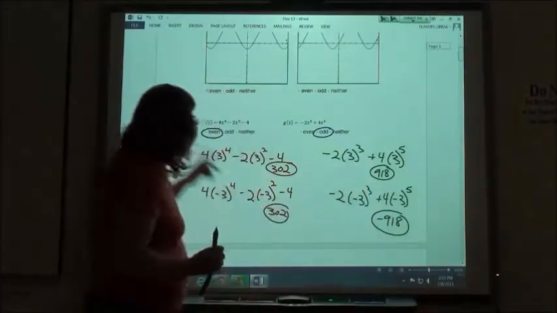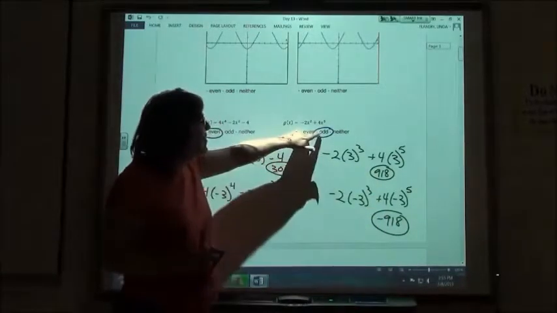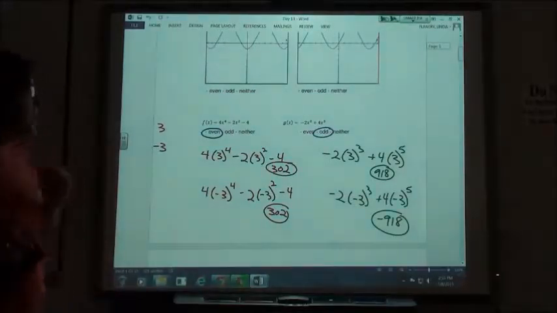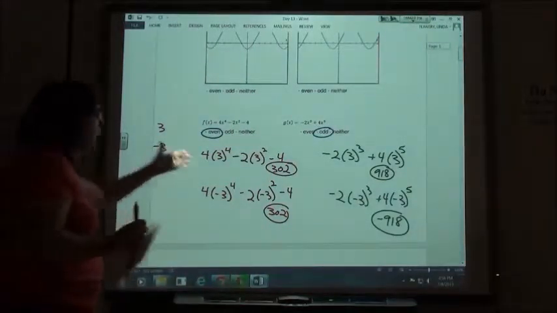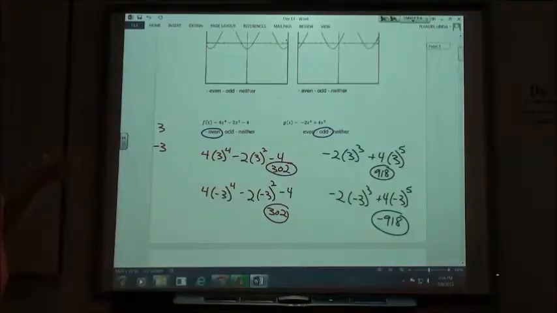When I plug in my two opposite values, if my answers are opposites, then it's an odd function, which we already knew. But sometimes you can't tell by looking at the equation, so you have to do the test, and I like to use 3 and negative 3. If you get the same number, it's even. If you get opposite numbers, it's odd. If you get two numbers that have nothing in common, it's neither.